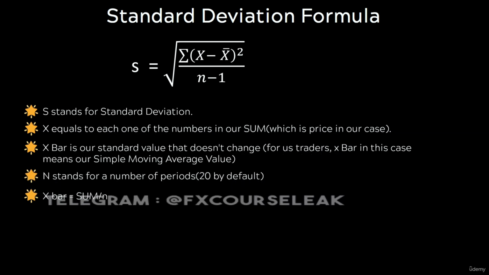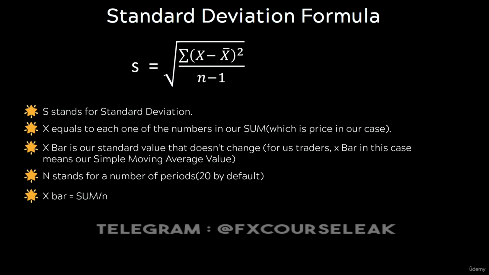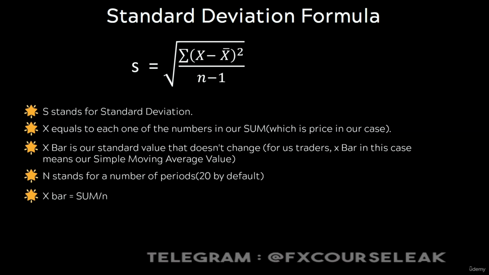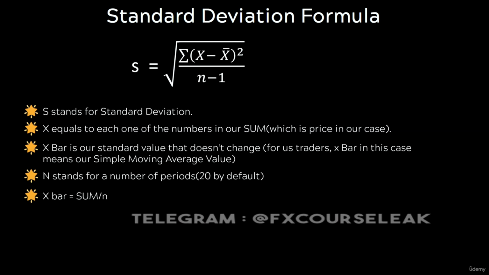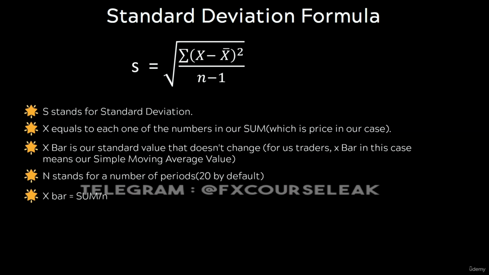Now for us traders, x bar in this case means our simple moving average value. And finally n stands for number of periods. Now in the standard configuration of Bollinger Bands, we are always using 20.